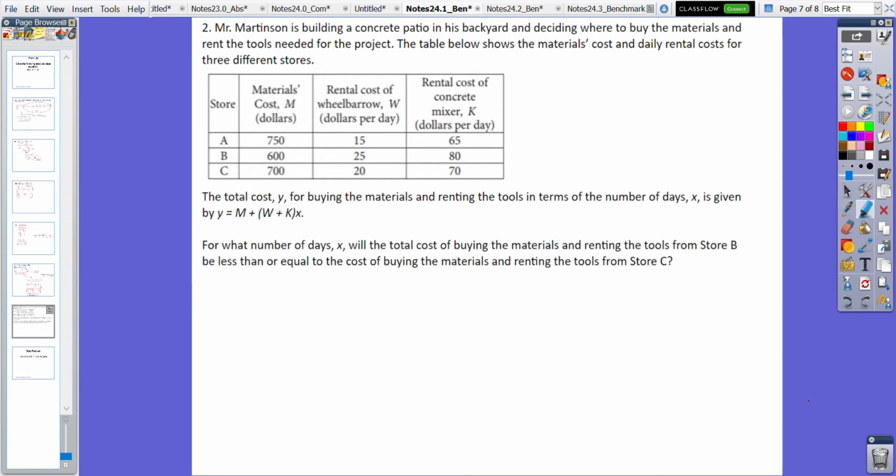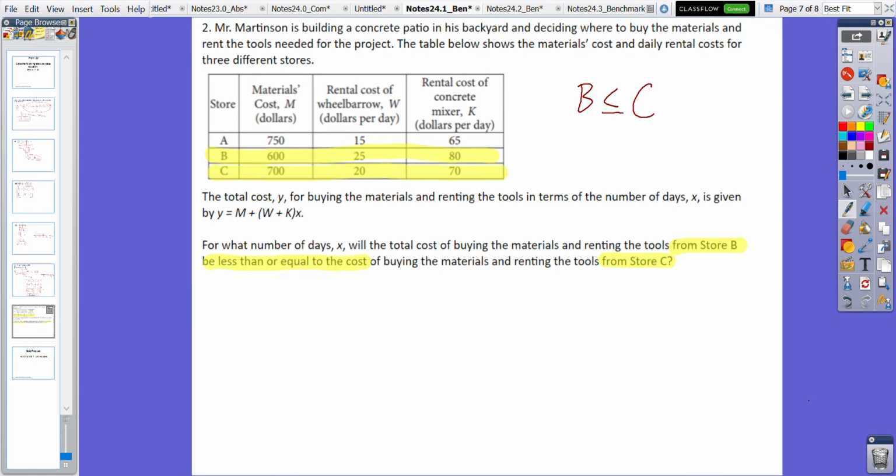First of all, we're only concerned about store B and store C. So I'm going to highlight those on the table here so we don't get confused and think that we have to deal with A. We're not even going to worry about A just yet. The other part is asking when the cost from store B will be less than or equal to the cost from store C. That's the whole inequality that our problem is hinging on. So B less than or equal to C.